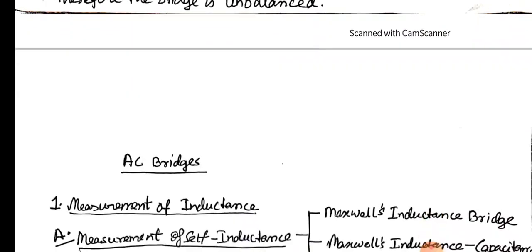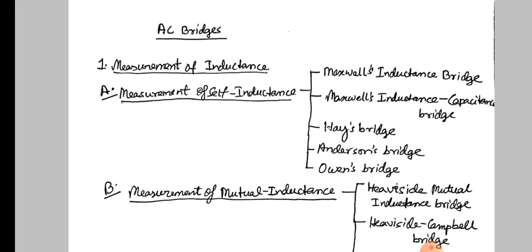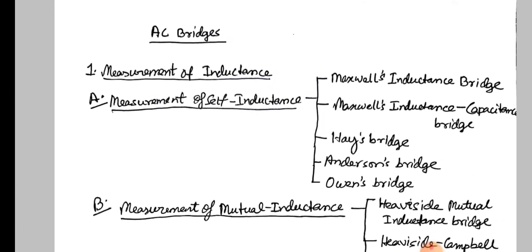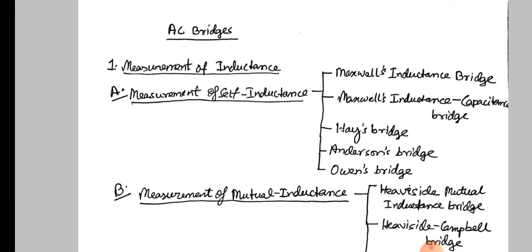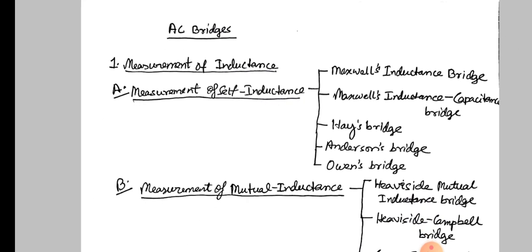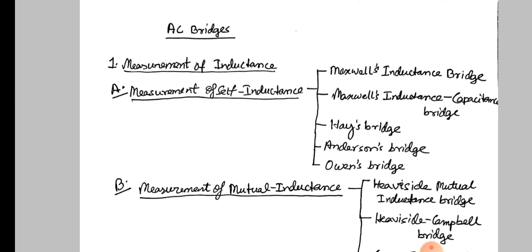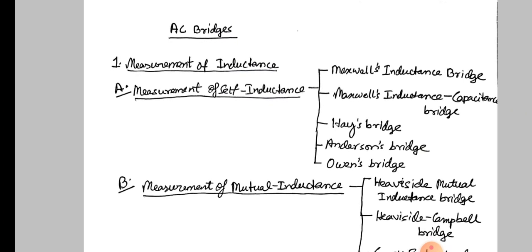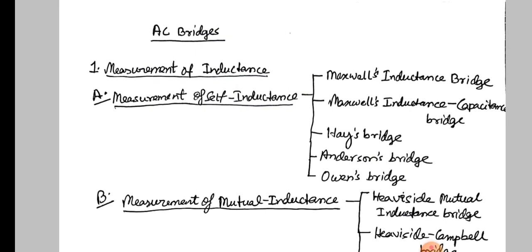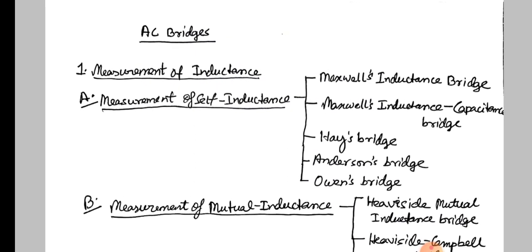Next we move on to the classification of bridges. You can see that I have done this to make it clear and lucid in my demonstration: which bridges measure inductance, which measure self or mutual inductance, which measure capacitance, and which measure frequency. Okay, so this is just to make you remember. This is not in any book. I have made this for you all so that you can remember it.